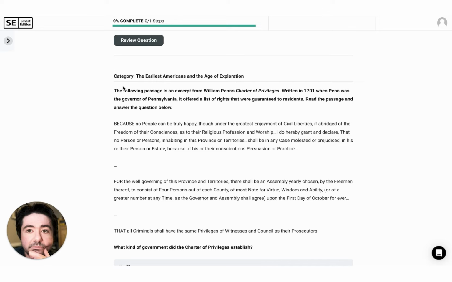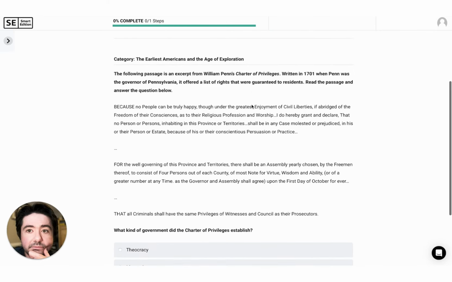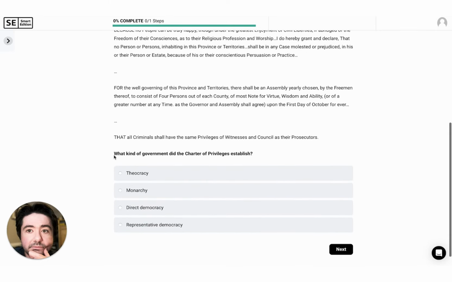So, we know we're dealing with pre-revolutionary times. North America, most of North America is a British colony, and the people we think of as Americans are still loyal British citizens. So prime your brain with these facts before going in, and that'll get you started just right to answer the question. Okay, what kind of government did the Charter of Privileges establish? A theocracy, a monarchy, a direct democracy, or a representative democracy?